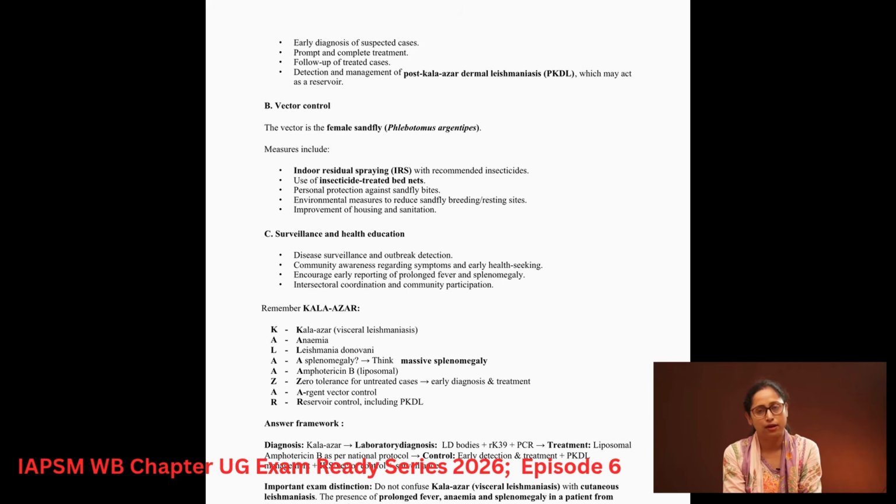Next would be surveillance and definitely health education. Disease surveillance and outbreak detection is a very important point here. Now, community awareness regarding the symptoms and early health seeking behavior is also needed. We need to encourage the early reporting of prolonged fever and splenomegaly cases. Intersectoral coordination and community participation, as we all know, is the basis of the control and prevention of diseases.